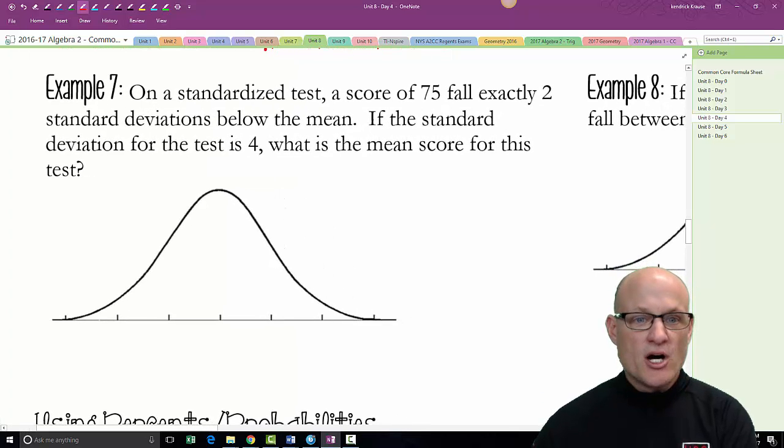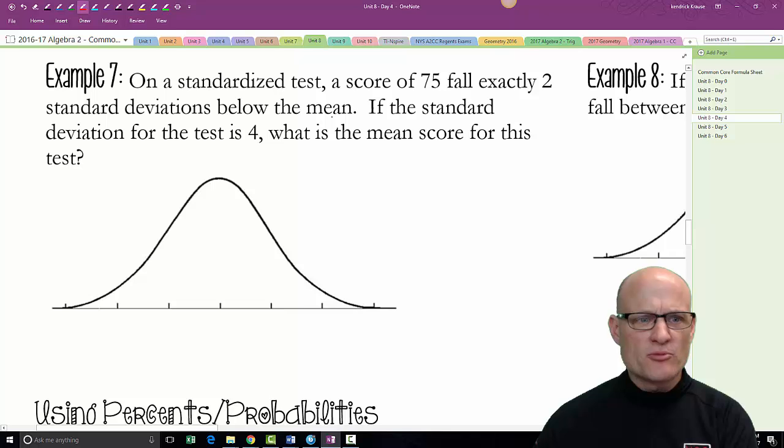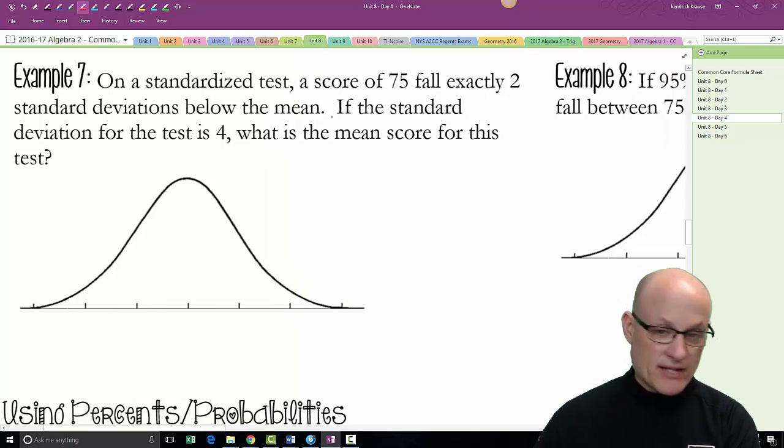No answer key on this one. On a standardized test, a score of 75 falls below standard. Oh, wait, I did this one. Oh, we already did this one. I don't know why that's a duplicate.